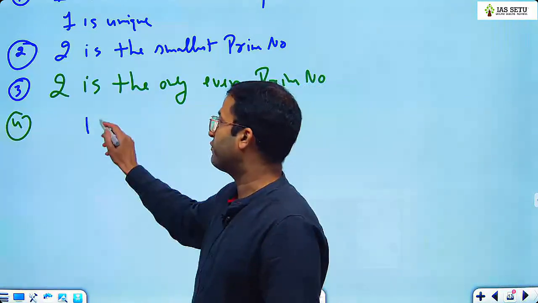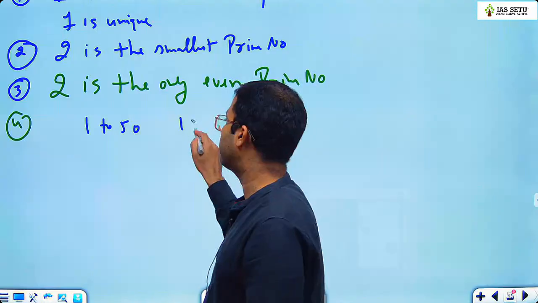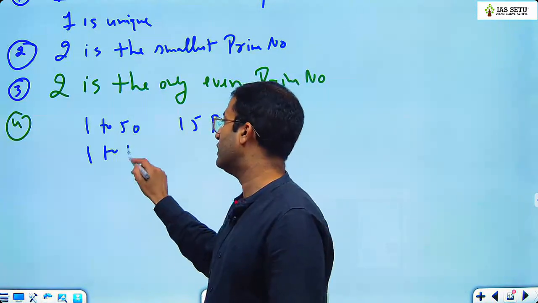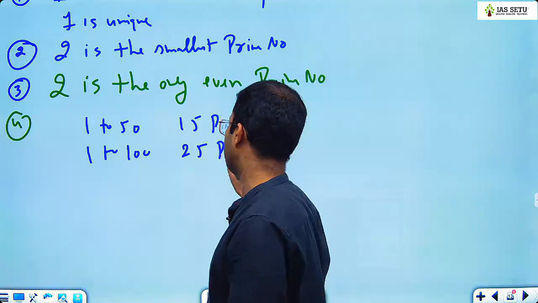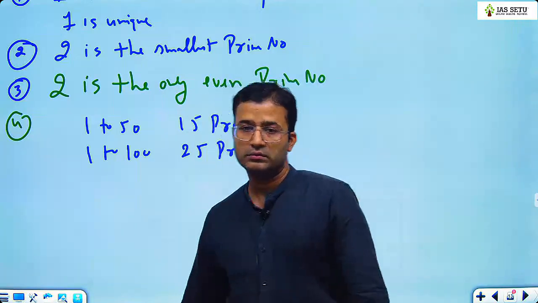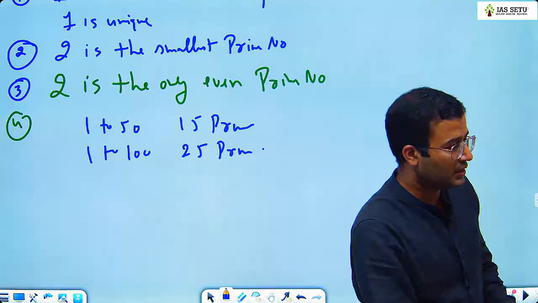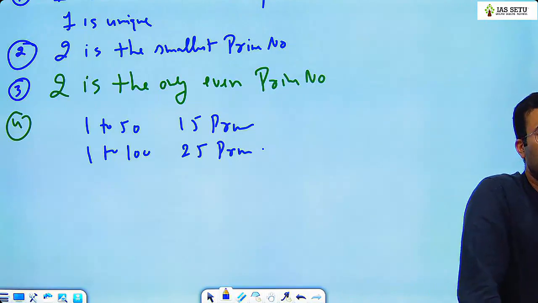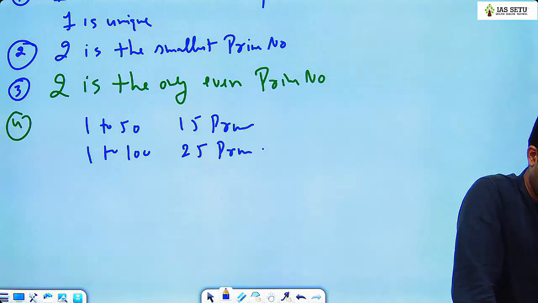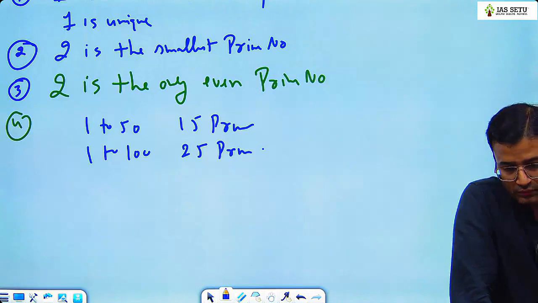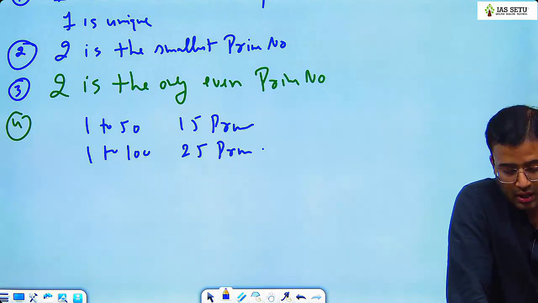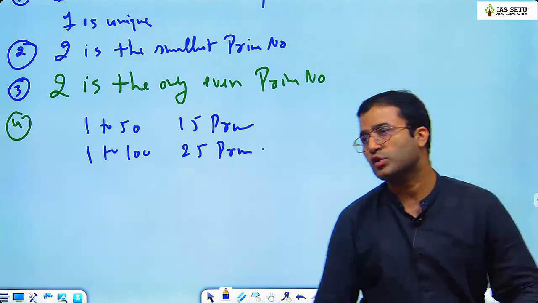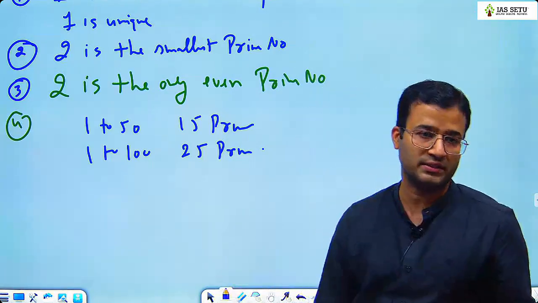1 to 50 there are 15 prime number. 1 to 100 there are 25 prime number. 1 से 50 के बीच में 15 प्राइम नंबर है. और 1 to 100 there are 25 prime number. I give you one mnemonic for that, so that all of you can remember in the class itself.